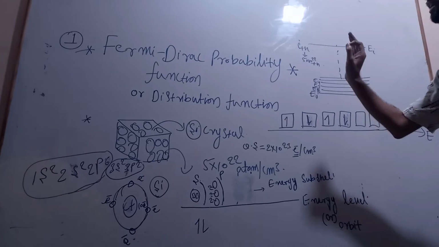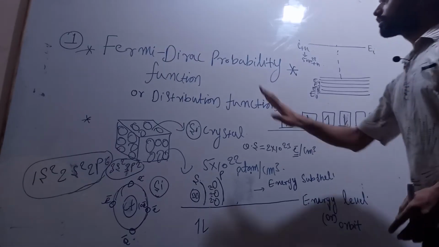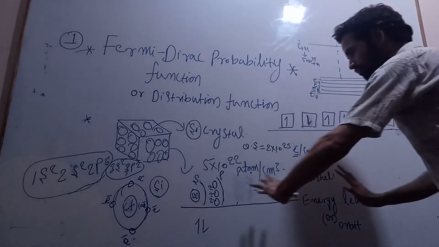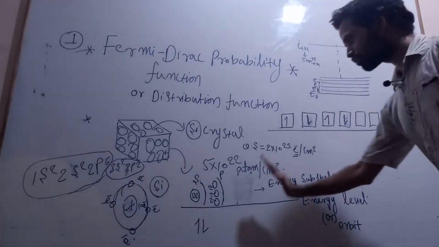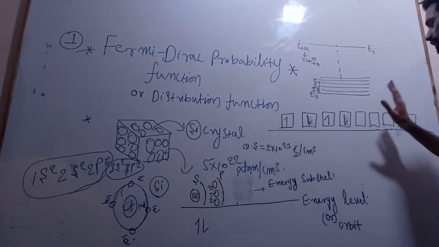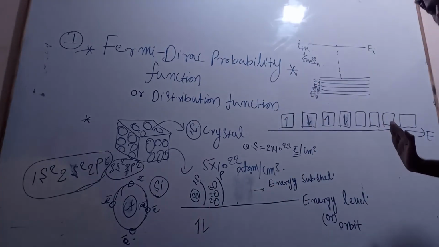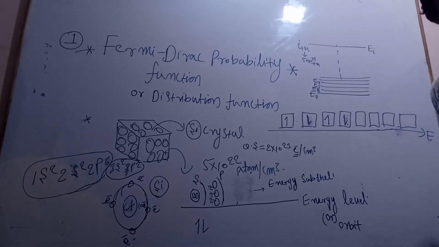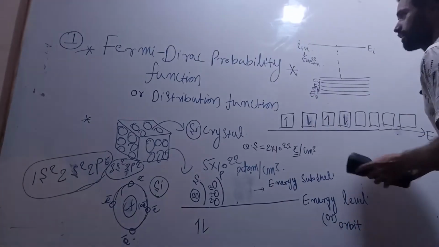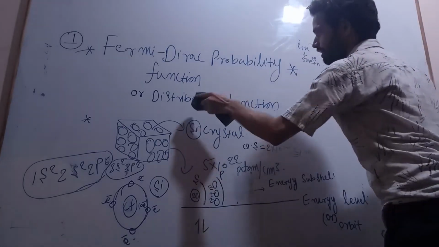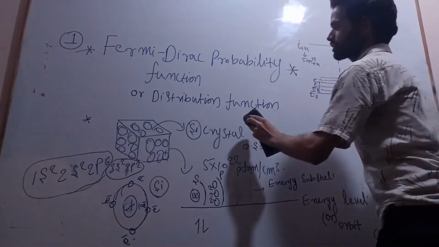So now we are going to discuss the Fermi Dirac probability function. We are confirmed about what an energy level is, what a quantum state is, what an orbital is, and how many quantum states there are within a single energy level. So let us go for the Fermi Dirac probability function, or Fermi Dirac distribution function.